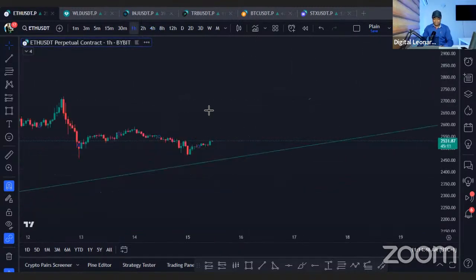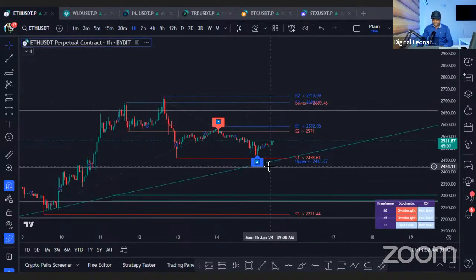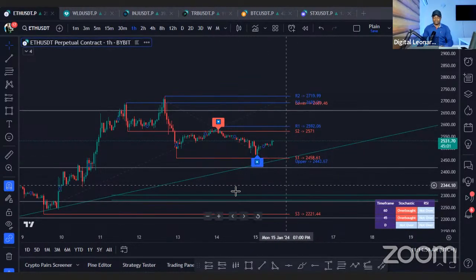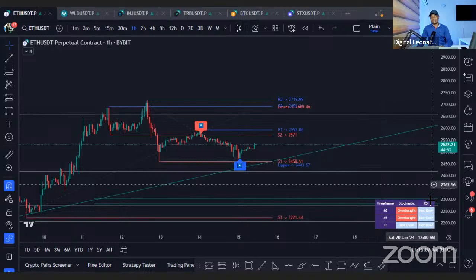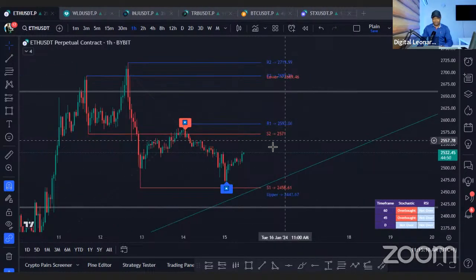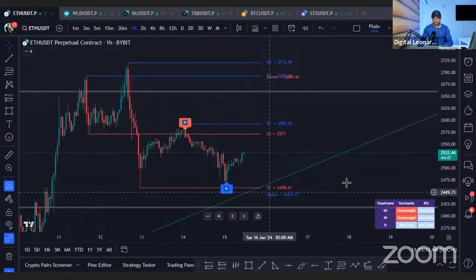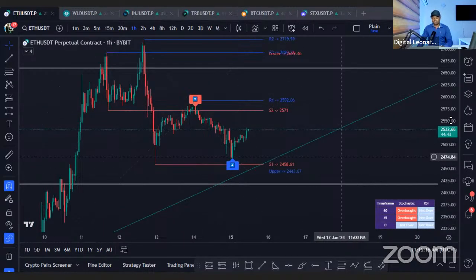Let me go to the 1 hour time frame. The chances of Ethereum getting down to, I don't know, today is Monday, to 2,400. I'm not sure yet, but if we get to 2,400, you could be opening more of a long trade. If we do get down to 2,450, 2,480, that could equally be another opportunity to start opening a long trade. If Ethereum gets down there, I'm ready to add more to my position.